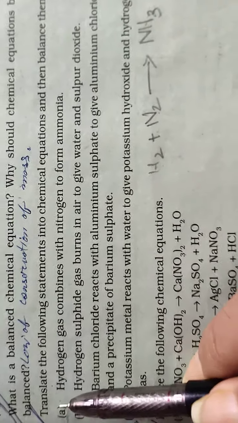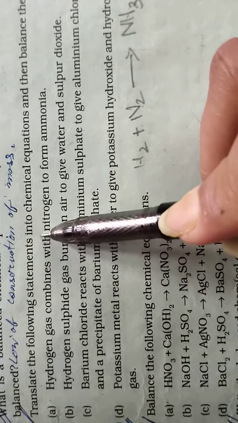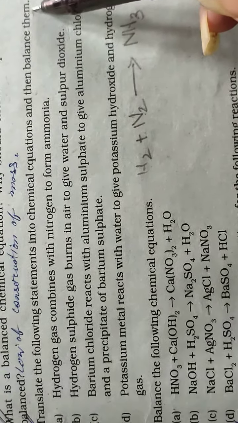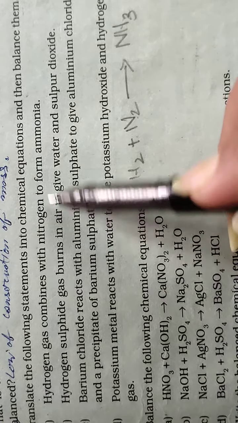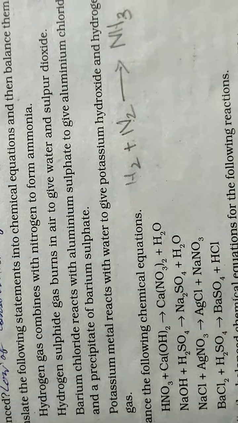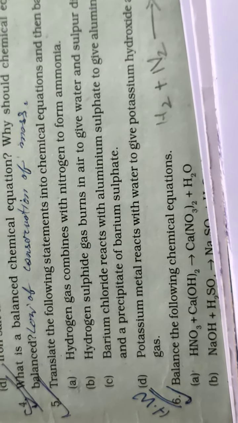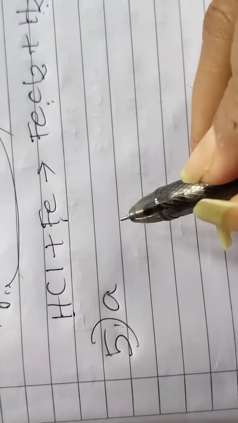question number 5. Translate the following statements into chemical equations and then balance them. First, hydrogen gas combines with nitrogen to form ammonia. So what will be the equation? This is question number 5a.